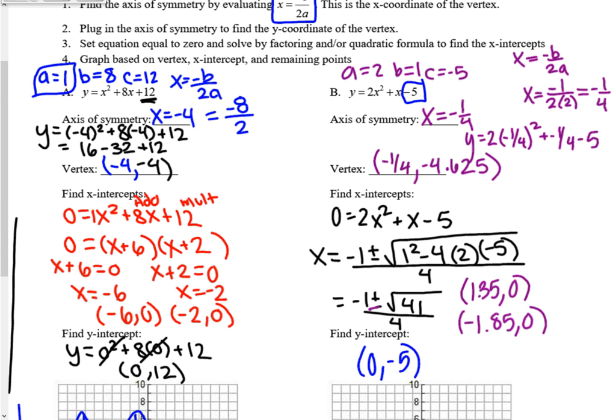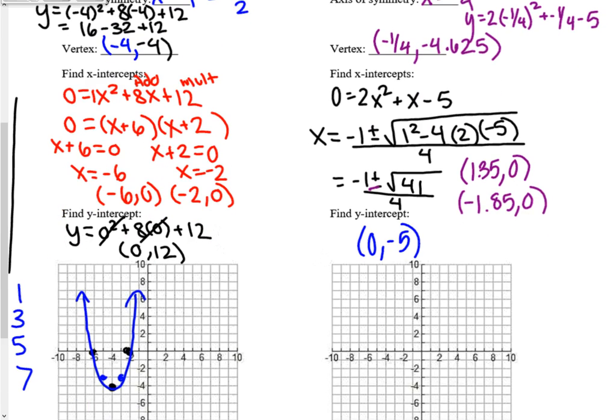To graph these, we do have a lot of decimals, a lot of ugly numbers. That's okay. If I want to graph my vertex at negative 1/4, I know negative 1/4 is between 0 and negative 1, but it's going to be closer to 0. Negative 4.625 is going to be between negative 4 and negative 5. So I'm just going to have a point there in the middle of that box. I have my y-intercept at 0, negative 5. So that's going to be really close to that.